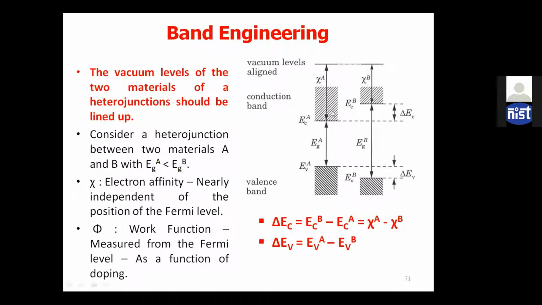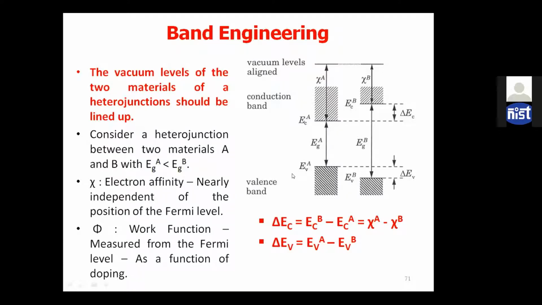There is also another parameter which decides in band engineering, the work function, which is measured from the Fermi level. That work function can change in terms of doping. If you change the doping, then you can also change the work function.